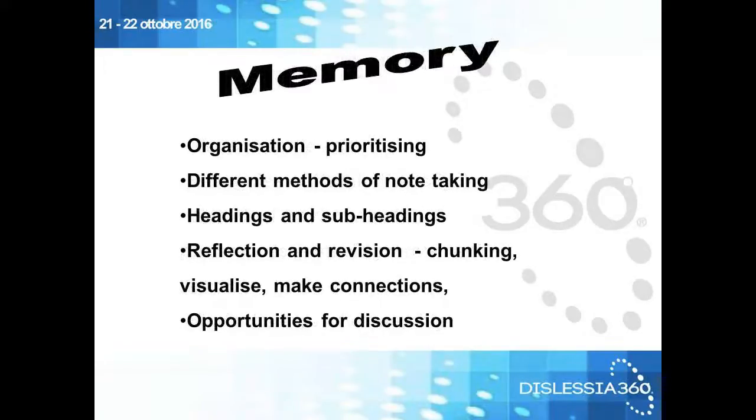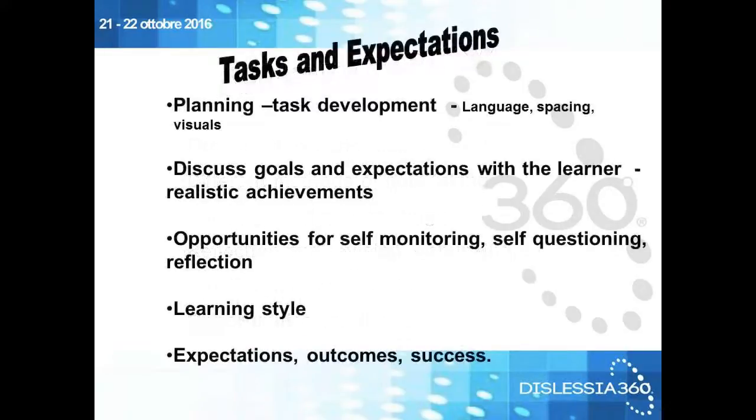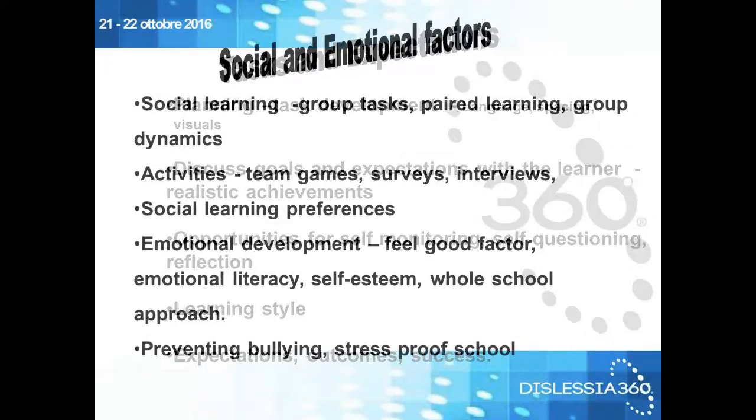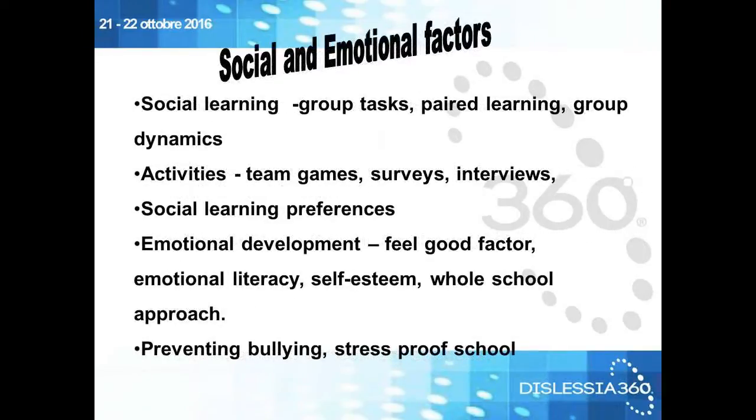Memory. I think it's important to have some memory strategies. Look at things like mind mapping, different ways of taking notes, making connections between what they've learned and what they did last week and the week before. All these points help with memory. As I was saying earlier, the task is very important. The expectations are very important. We've got to make sure that our expectations match a child's abilities and what they can do. And it's very important to get the child really feeling good. If they feel good, they will do good. So the feel-good factor, the social and emotional factors, is very important.